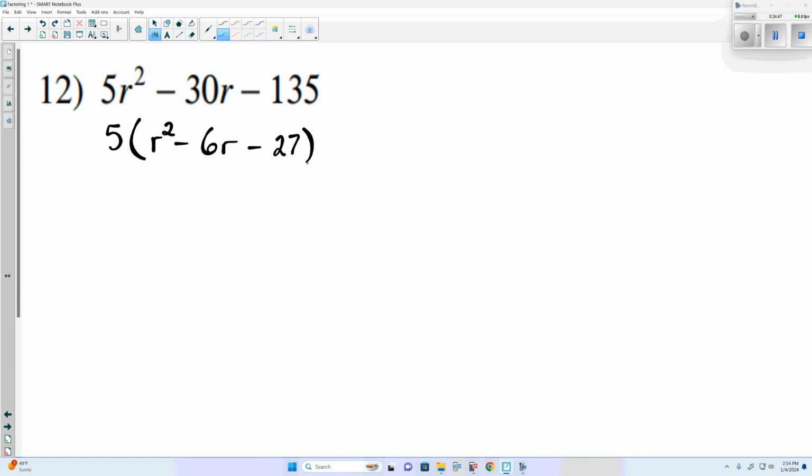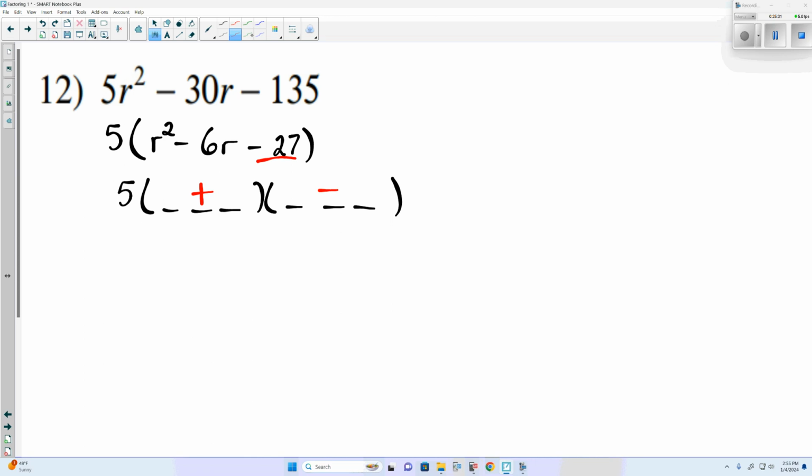Questions on this here? Yes. Since there's no other greatest common factor, we'll move on to step 2, our 2 sets of parentheses with 3 spaces. If our third term is positive, the signs are the same and match the sign of the middle term. If the third term is negative, our signs are opposite. So here the signs would be positive and negative because our third term is negative.